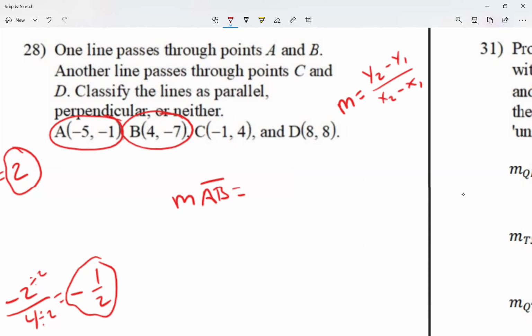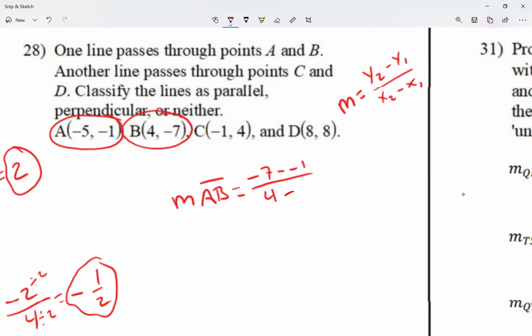So let me subtract the y's. -7 minus a -1. Some of you might be like, Mr. Lunzo, can I use the trick that we use for distance, starting from the bigger numbered, so I avoid negatives? In this case, no. We cannot do it because we don't square the answer. That's a trick that can be used only for distance, but not in slope. Okay, at the bottom, the second x minus the first x.